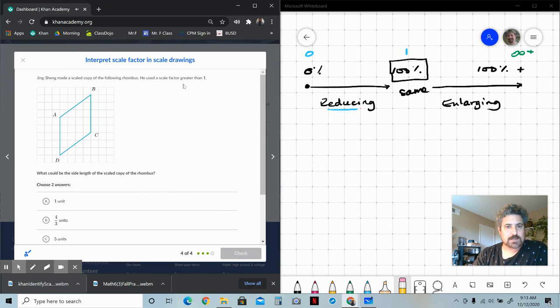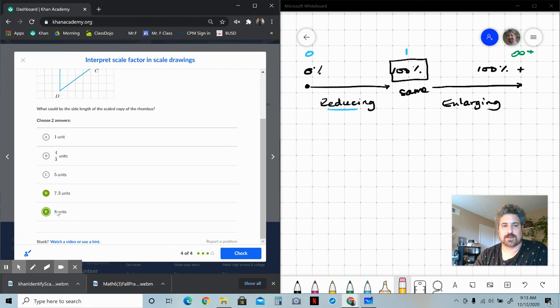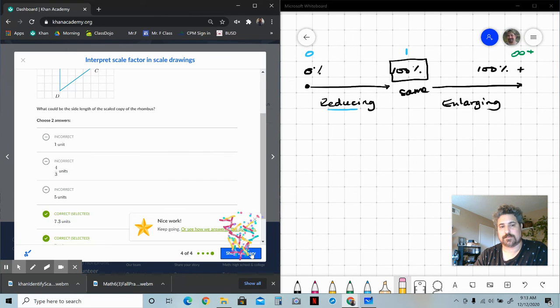This one says also greater than 1. So this is another one where we're going to enlarge, okay? So it says, what could be the side length of the scaled copy of the rhombus? Well, what is the side length of this rhombus? 1, 2, 3, 4, 5. So 5. So basically what that's telling you is that it's got to be greater than 5. So I think this is pretty easy. It's going to be 7.3 and 8. That's how you do it.